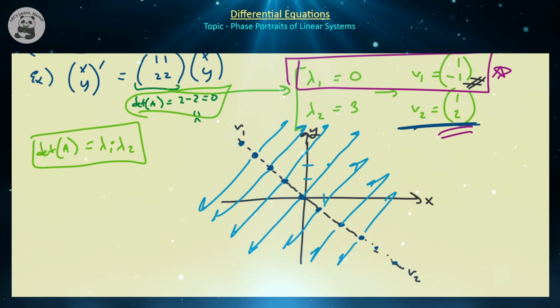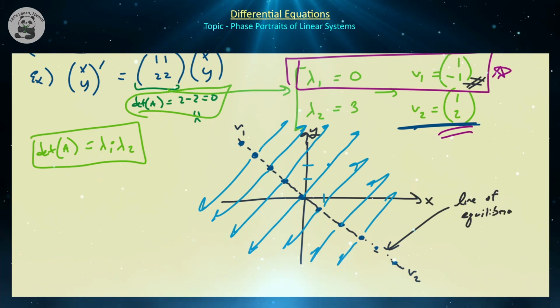So this line has a name. It's called a line of equilibria. Equilibria, or equilibrium. Because we have many points that do not move, so those are our equilibrium points, but we have infinitely many. Any point on that line will have a gradient of 0. Fair? So that gives us our phase portrait.